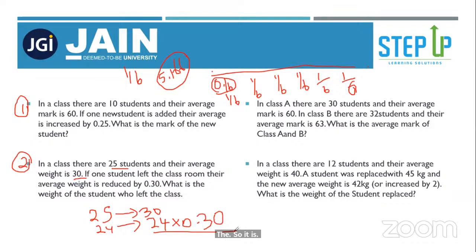So it is 25 into 30, 24 into 0.30. Do they get more weight or not? Yes, right? They get more weight. Now this 24 into 0.30 is multiplied, and is it added or subtracted? Because it's very clearly said that the average weight is reduced by 0.30. One student is leaving. Okay, he's leaving. Because he's coming out, the average weight of the class is also coming down. Are you getting it? Because of his leaving, the whole average is also changing. Then should you add or subtract this value, 24 into 0.30?